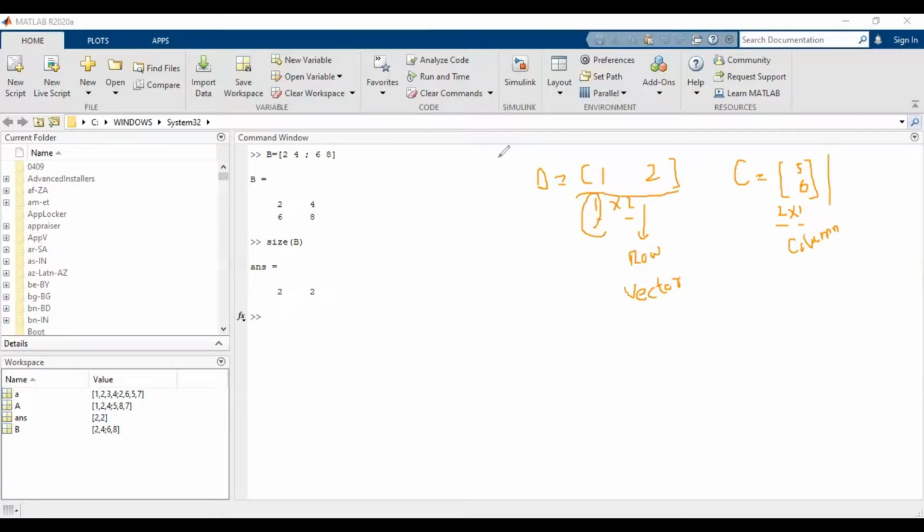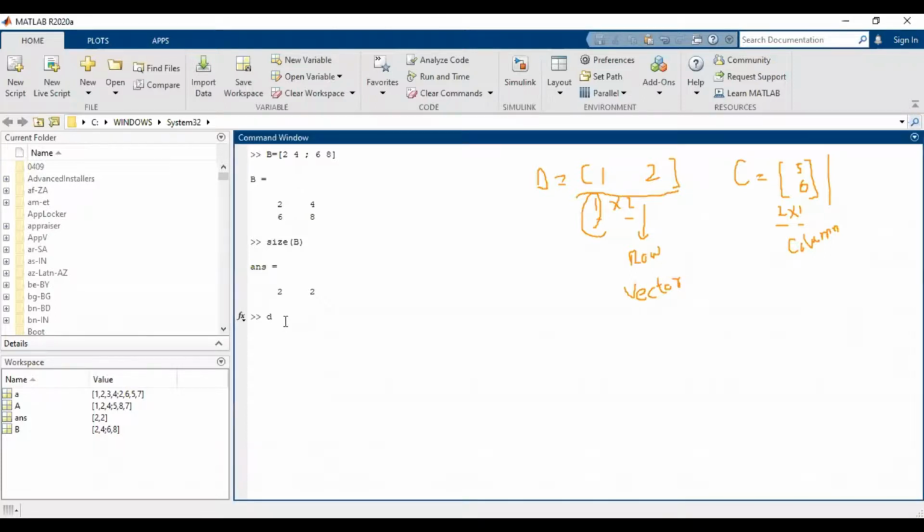So let's enter some vectors, right? Let's say D. D is basically what? We are going to enter a matrix that has only one row, 1, 2. So no semicolon, just enter it. It has only one row. It's a vector. It's a row vector, right? We can also enter the C vector.